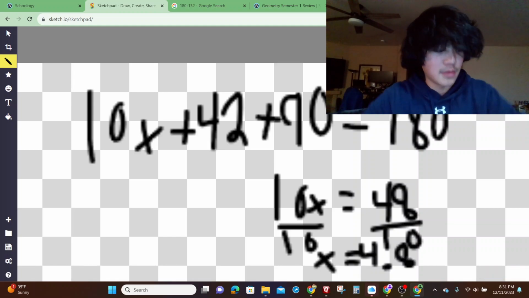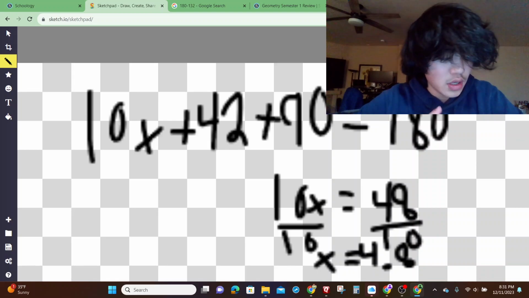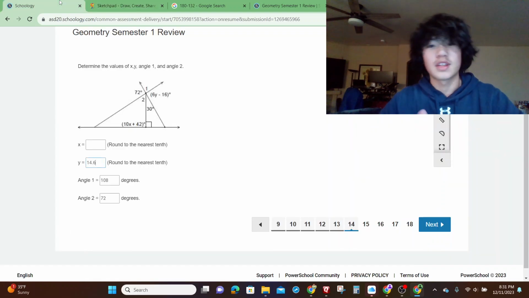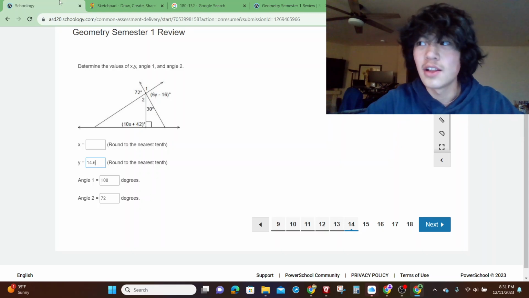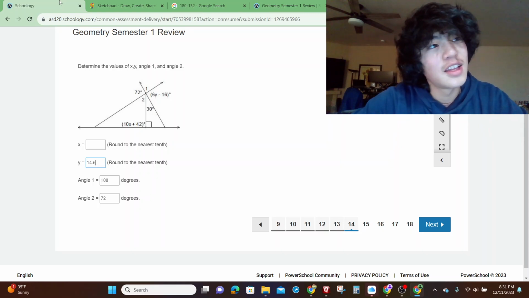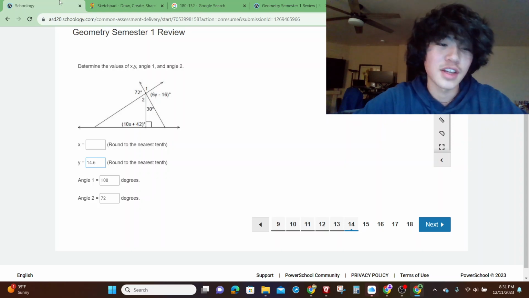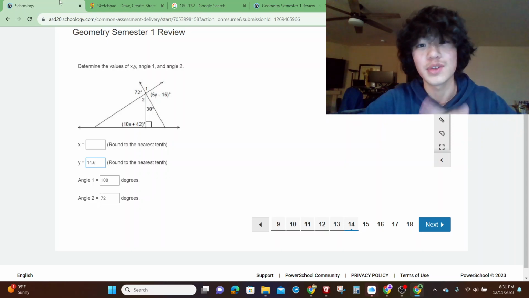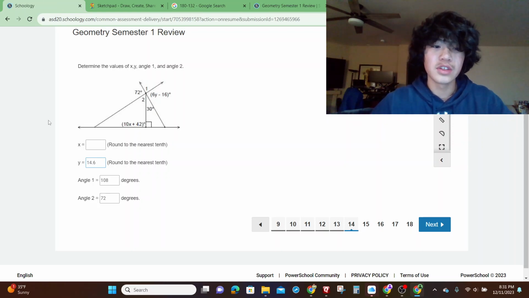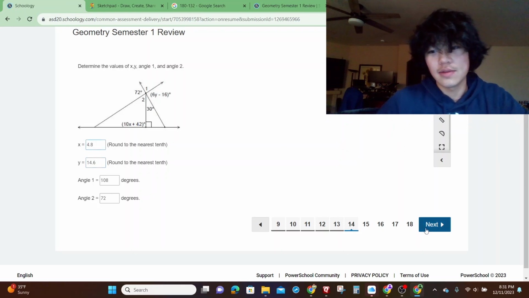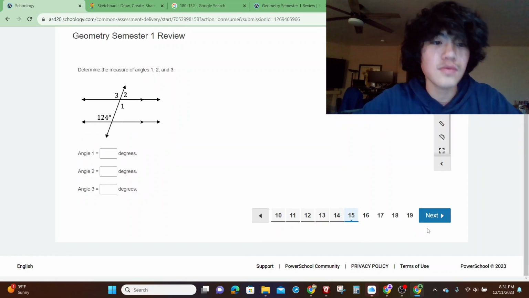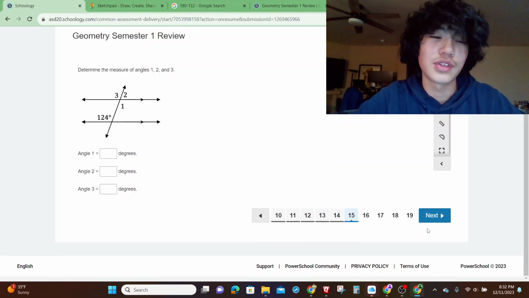You may be wondering, these are pretty odd numbers, but geometry is not always going to be perfect. It's not always going to be a whole number, especially in the real world. You're never going to get a whole number, or if you do, it's going to be very rare. So you can't always expect a whole number. But let's move on.